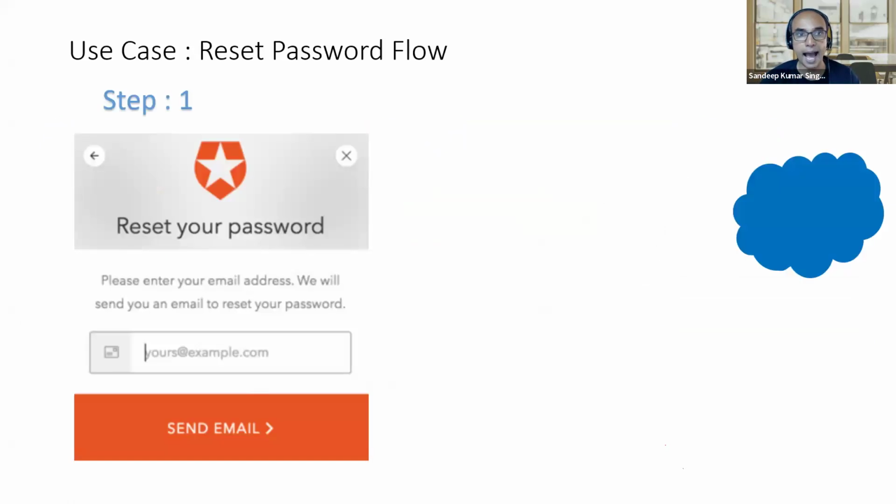So what happens in a typical reset password flow? When you enter your email address and click on the send email button, what happens behind the scenes? This is the browser where you have opened this, and this is the server where the data goes for the reset password. So you enter your email address and click on send email, and a GET request or a POST request will get sent to the server.